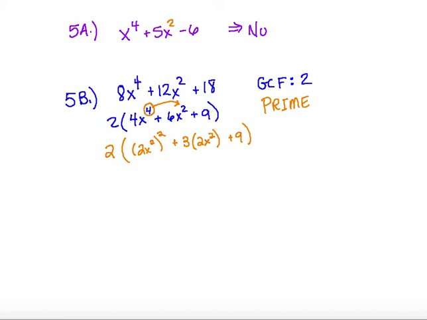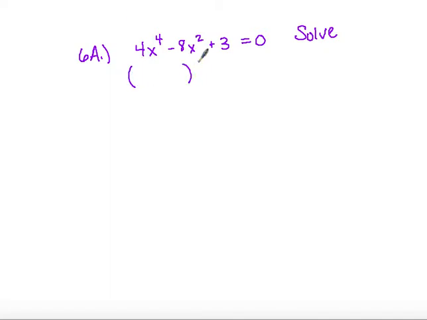All right, now we're going to move on to problem 6a. 6a starts asking us to solve. So it gives us the problem 4x to the 4th power minus 8x squared plus 3, and they're asking us to solve. Now, I don't have a GCF there, so I'm looking to see, does it model? And it does appear to be modeling a quadratic. So I'm going to go ahead and factor it and treat it like a quadratic.